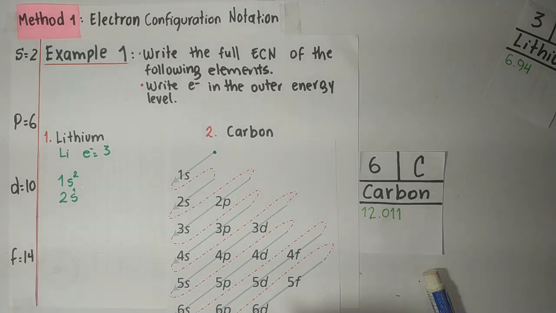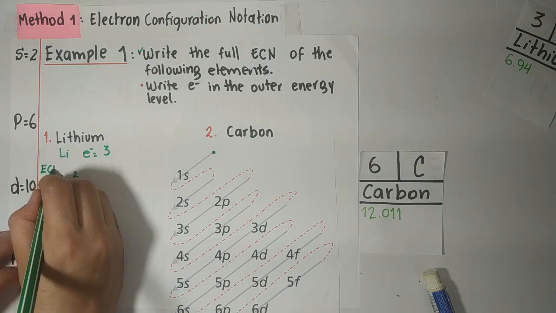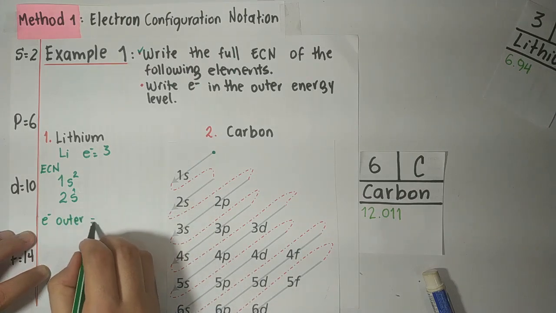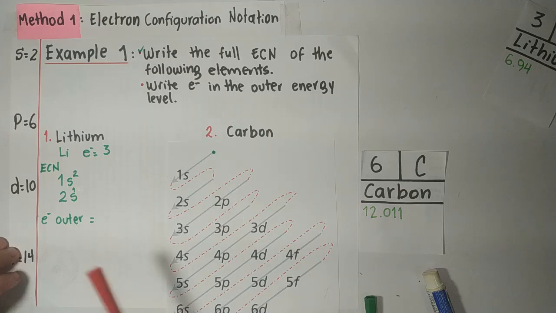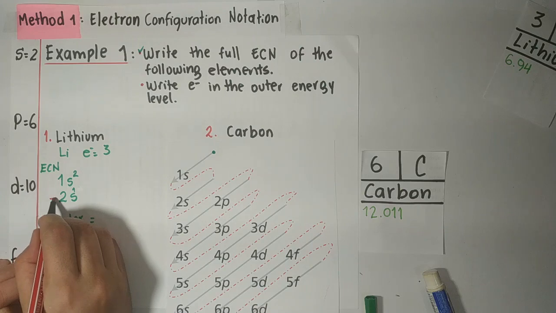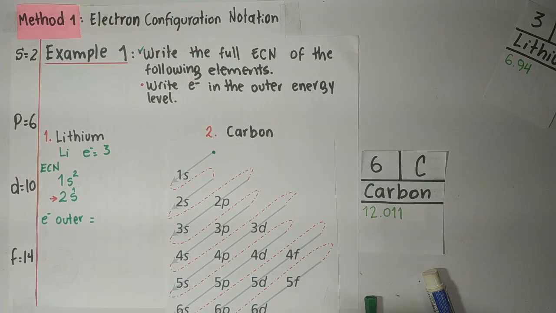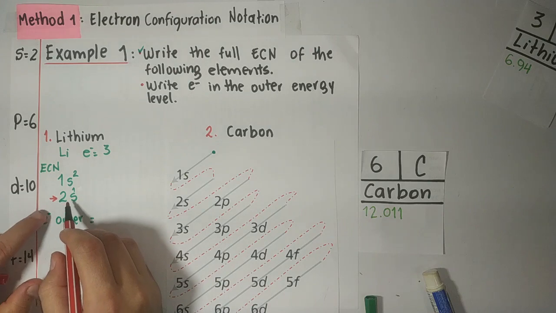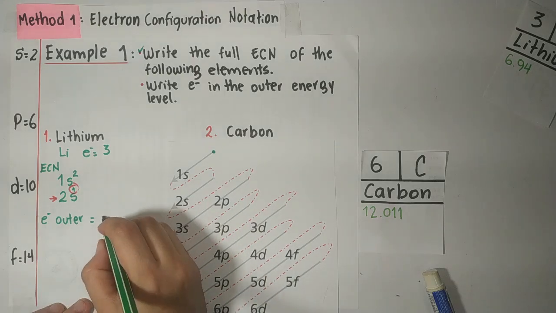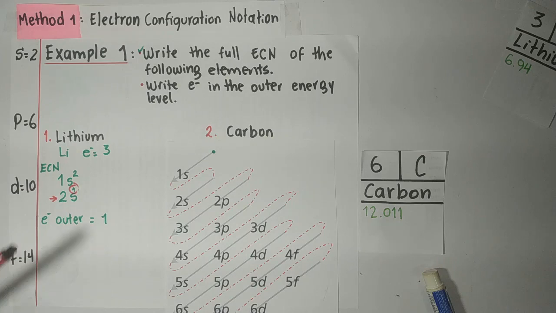Now it says, this is the electron configuration notation, and now electrons in the outer level. Now, which one is the outer level? The highest period. The period is the number, the coefficient that you see here. So this is the greatest period. So how many electrons do we have in this period? 1. So electrons in the outer energy level is 1. That's why lithium is part of the first group.